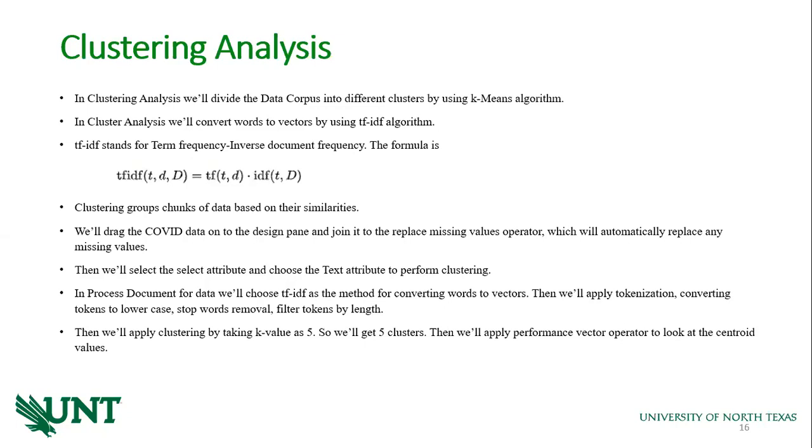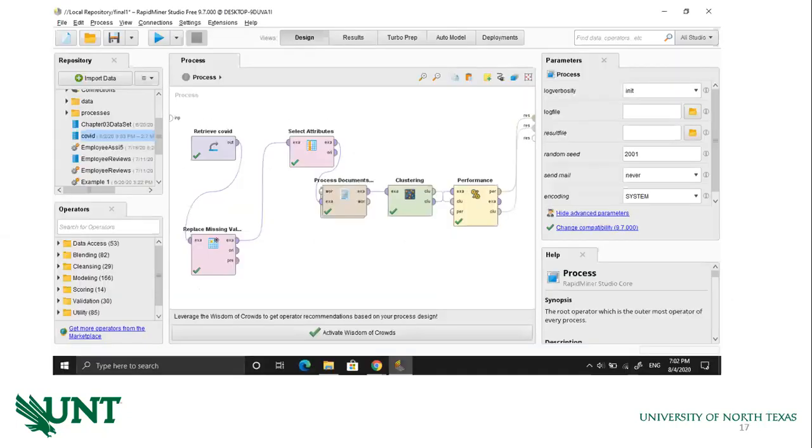Then we'll apply tokenization, converting tokens to lowercase, stop word removal, and filtering tokens, the same things which we have done in the association analysis. Then we'll apply clustering analysis by taking the k value as 5. Here we took the k value as 5, so we'll be getting 5 different clusters. Then we'll apply the performance vector to find out the central values.